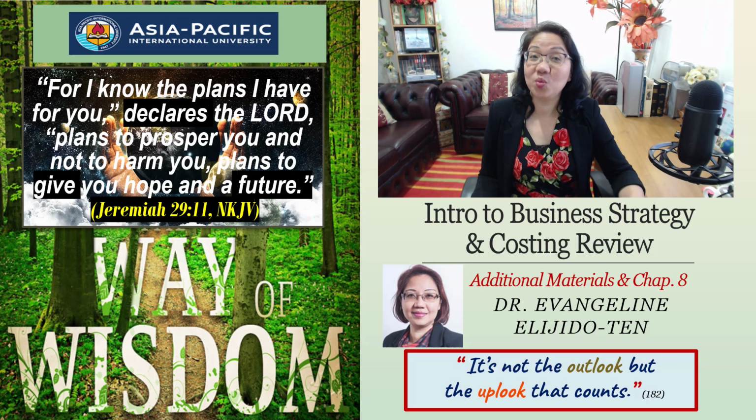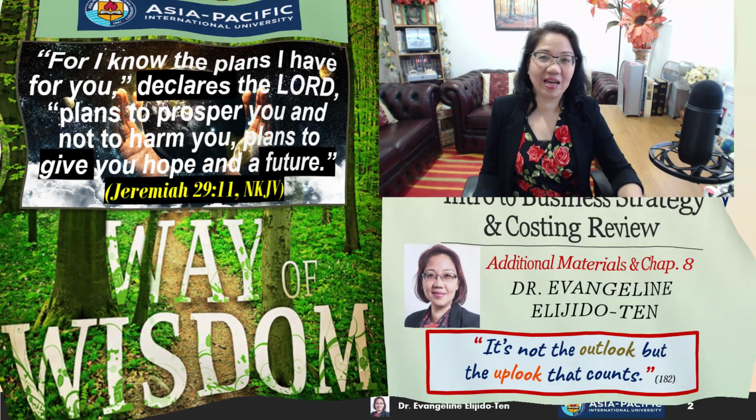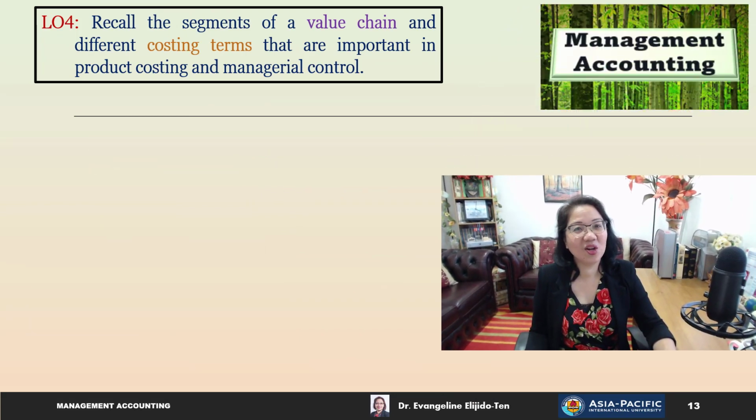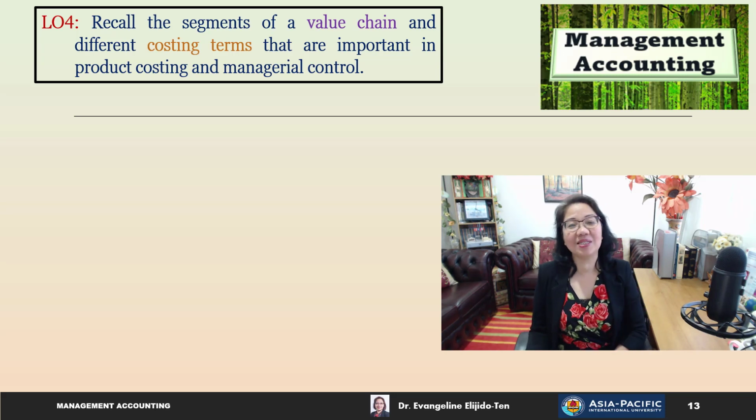This is where we will review the costing terminologies and the value chain, as well as variable costing and absorption costing. So we will be focusing on learning objectives 4 and 5. Our focus in learning objective 4 is in recalling the segments of a value chain and the different costing terms that are important in product costing as well as managerial control.